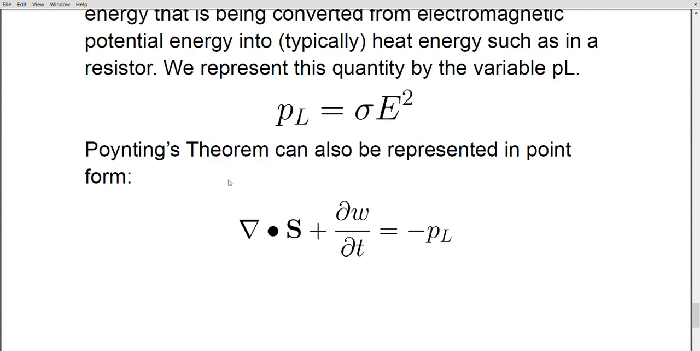So finally, Poynting's theorem can also be represented in the point form as del dot S plus dou omega by dou t is equal to minus PL. Here we have substituted all the terms which we represented above: S, omega, and then minus PL.